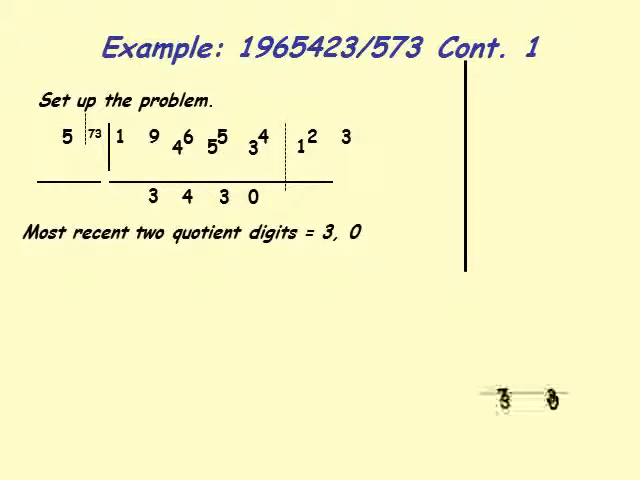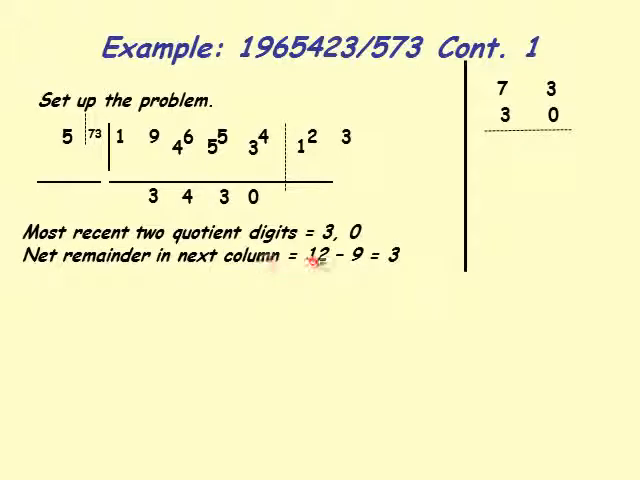The most recent 2 quotient digits are 3 and 0, which we just computed. And this is the adjustment multiplication setup. So we get 7 times 0 plus 3 times 3. 7 times 0 is 0. 3 times 3 is 9. So adjustment is 9. So in next column the net remainder is 12 minus 9, which is equal to 3.